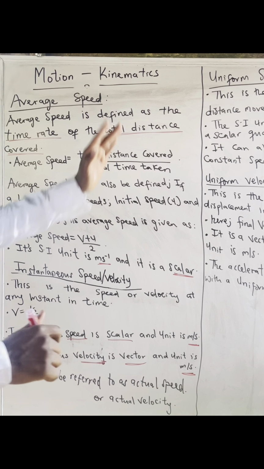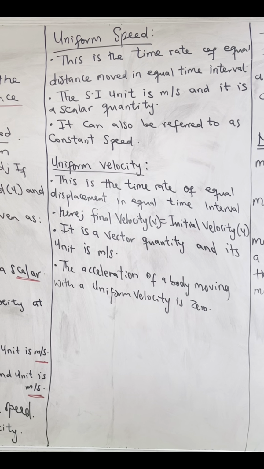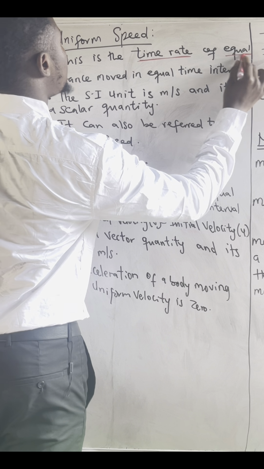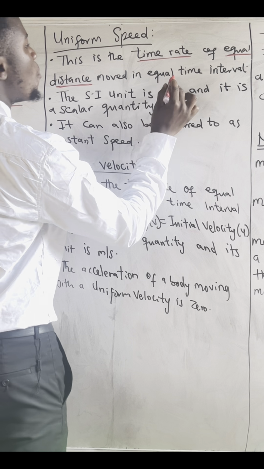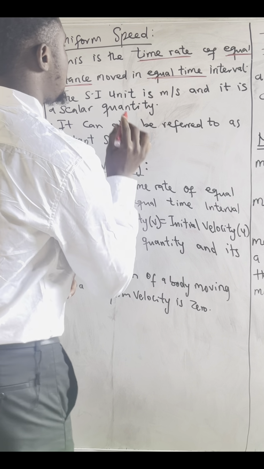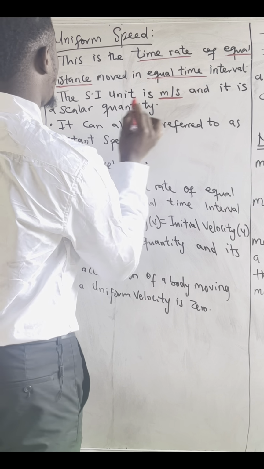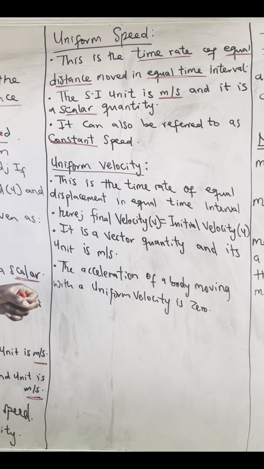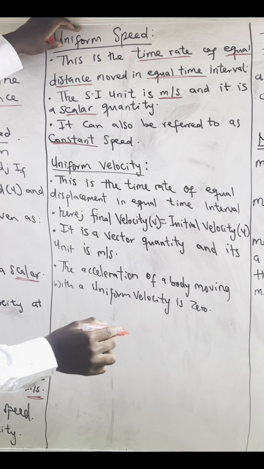So that's that, guys. Let's move on to uniform speed. Guys, uniform speed simply means the time rate of equal distance moved in equal time. The SI unit is meter per second. It is a scalar quantity. It can also be referred to as constant. This simply means that another term for uniform is constant.